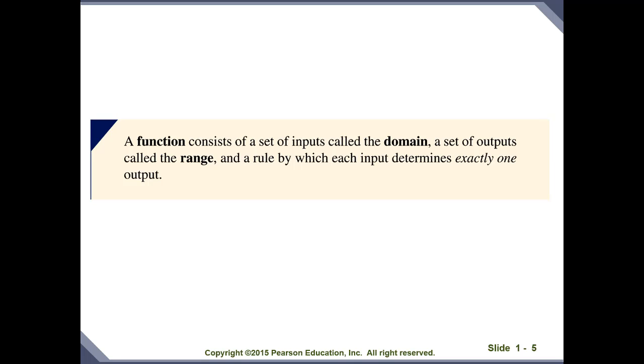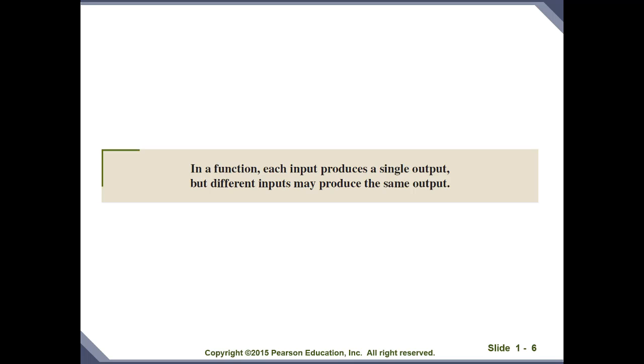So here's the definition from your textbook. A function consists of a set of inputs. That set of inputs is called the domain. A set of outputs, the set of outputs is called the range. And there is a rule that determines that for each input, there is only one output. In a function, each input produces a single output, but different inputs could produce the same output.